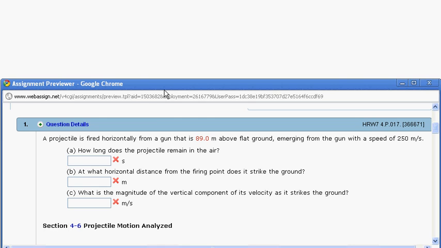There it is. All right, so question one on this review: projectiles fired horizontally from a gun that is above flat ground this far, emerging from the gun with a speed of 250 meters per second. So, here is our projectile coming out.